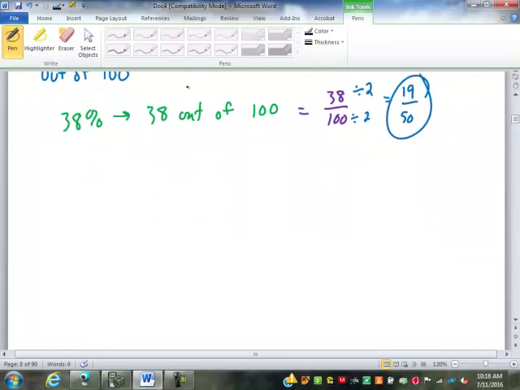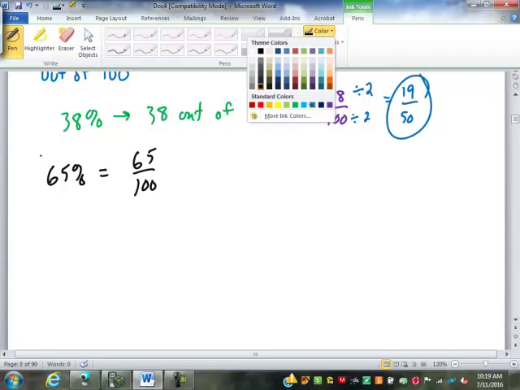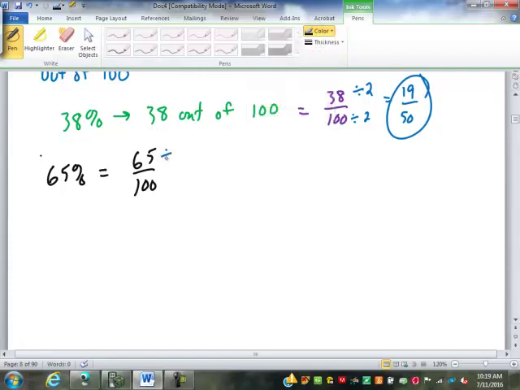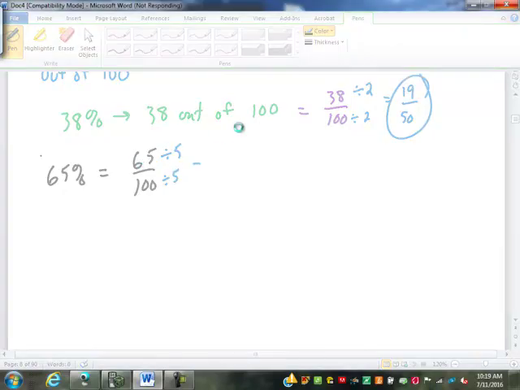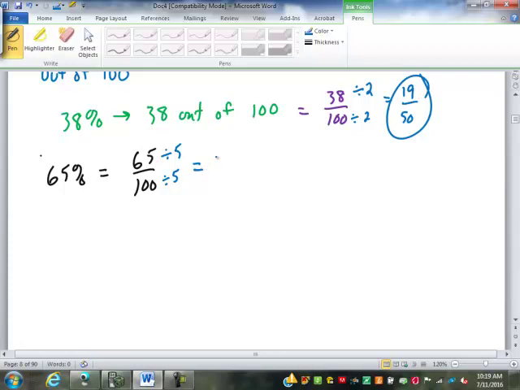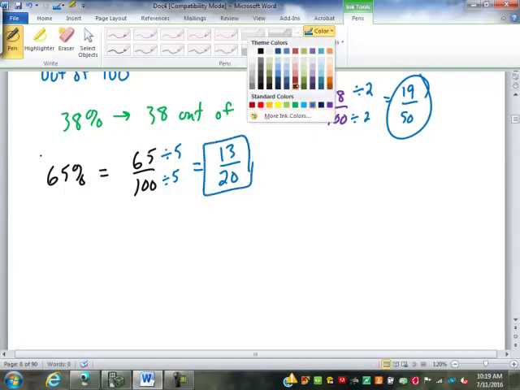Okay, so what if I have something like 65%? How do I express that as a fraction? 65 over 100. Am I done? No, what can be done with that? Divide by 5. 65 divided by 5 is 13. 100 divided by 5 is 20. So 13/20.